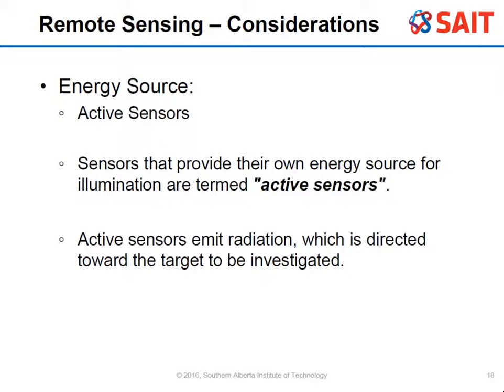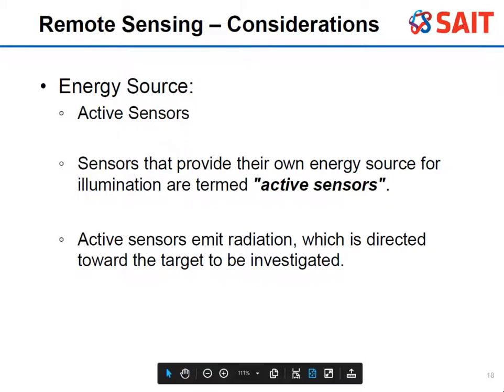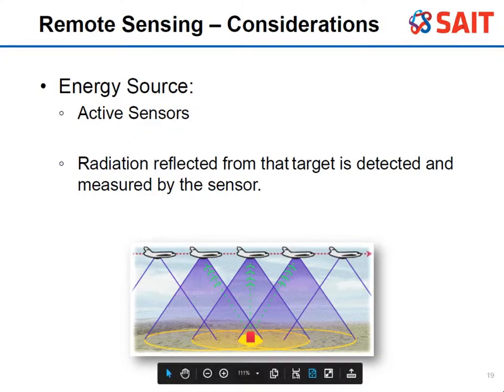The other version is an active sensor, and so this is a camera with a flash. It's not our eyes, because our eyes would be like laser beams that shoot out everywhere so we can see. It doesn't work that way. But an active sensor does. They're also known as two-way ranging. They emit radiation, or send out their own energy, and then that will reflect off the target, and then it'll come back. Radiation from the target is detected and measured by the sensor, and that's what's most important.